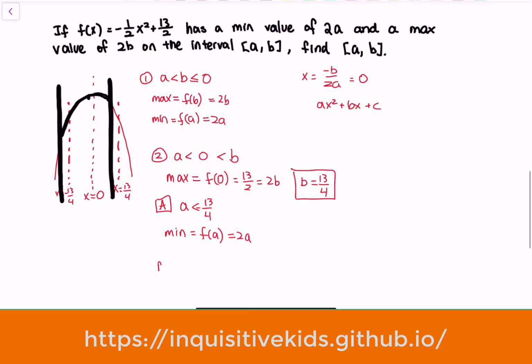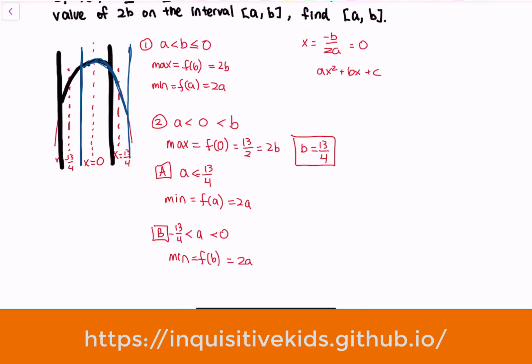And now what if we had a greater than negative 13 over 4 and less than 0? Now in this case, I'm going to write it in blue. It means a is somewhere here, between negative 13 over 4 and 0. And it means the interval will be shifted to the right. So in case B, the interval of f of x we're talking about is shaped like this. As you can see, now the minimum value is when we have f of b, which is equal to 2a.